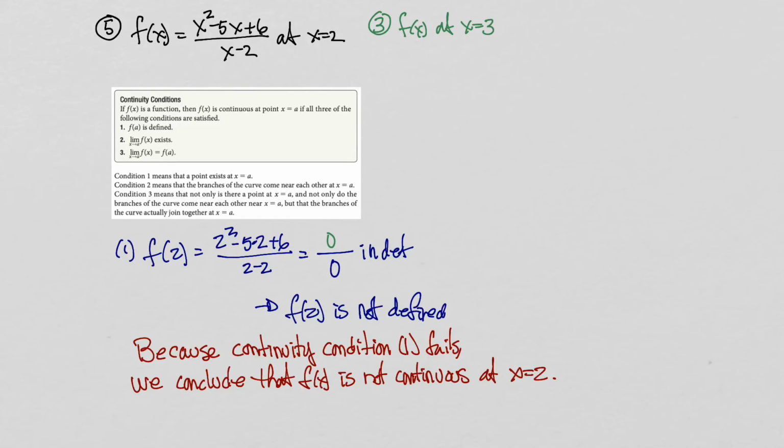So now we're going to say this. Because continuity condition 1 fails, right? Condition 1 was f of a being defined, and f of 2 was not defined. So we will say, because continuity condition 1 fails, we conclude that f of x is not continuous at x equals 2. It's not good enough just to say f of x is not continuous. We have to say why, and we're saying that here. Because condition 1 fails, f of x is not continuous at that particular point.